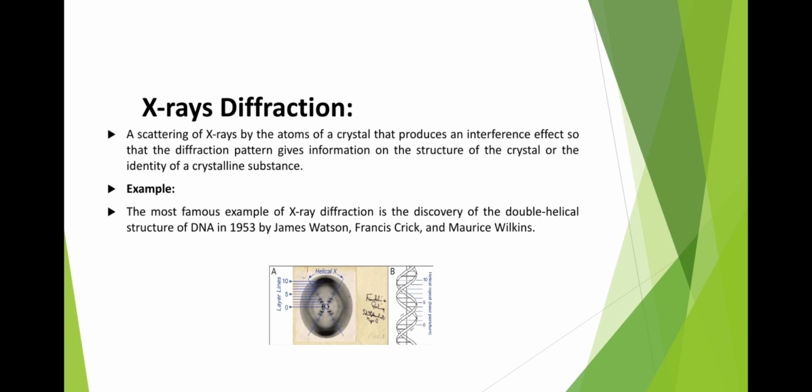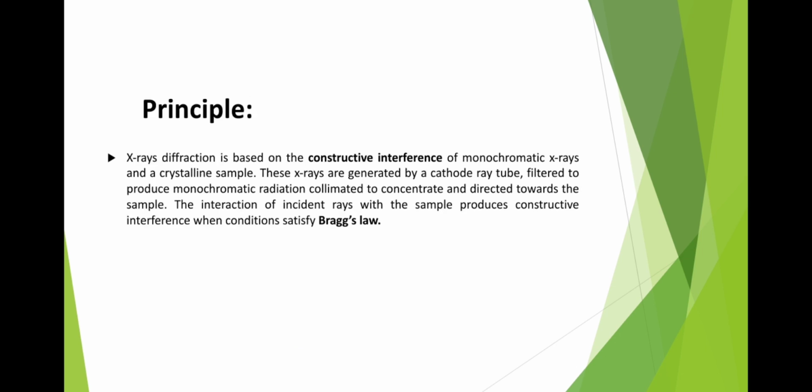X-ray diffraction: scattering of X-rays by the atoms of crystals produces an interference effect, so that the diffraction pattern gives information on the structure of the crystals or the identity of a crystalline substance. For example, the most famous example of X-ray diffraction is the discovery of the double helical structure of DNA in 1953 by J. Watson and F. Crick and Morris. Next, we will talk about the principle of X-ray diffraction.